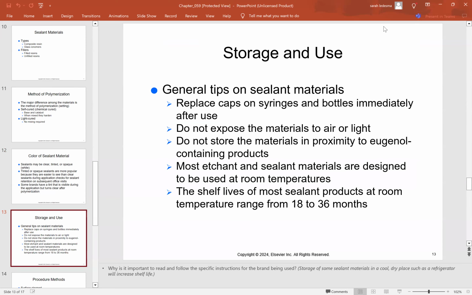General tips on sealant material: replace the cap on syringes and bottles immediately after use. Do not expose the material to air or light. Do not store the materials in proximity to eugenol-containing products. Most etchant and sealant material are designed to be used at room temperatures. The shelf life of most sealant products at room temperature is 18 to 36 months.